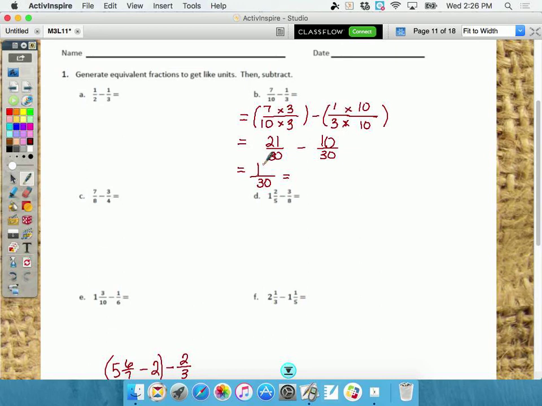So this is 11/30ths and we're done. How do I know we're done? 11 is a prime number. Good. Let's look at C.